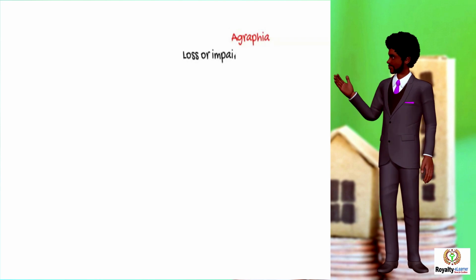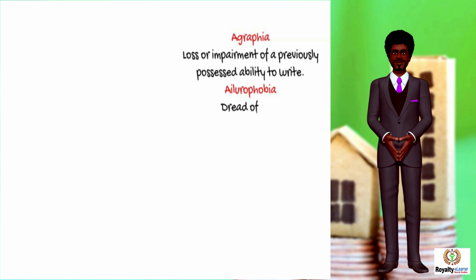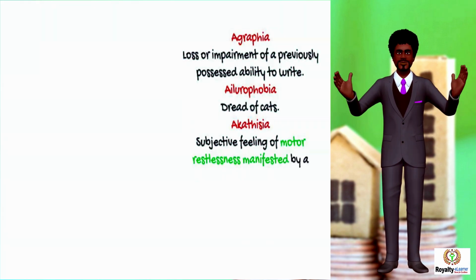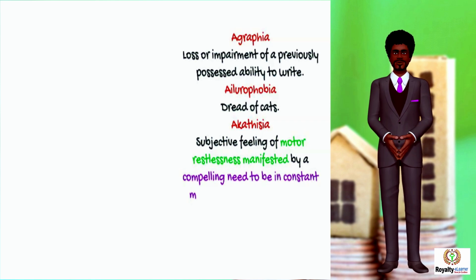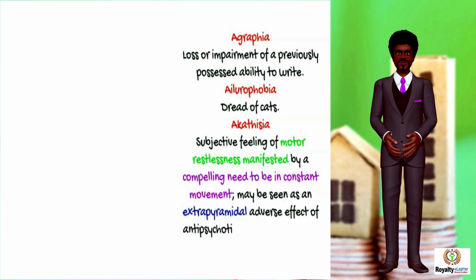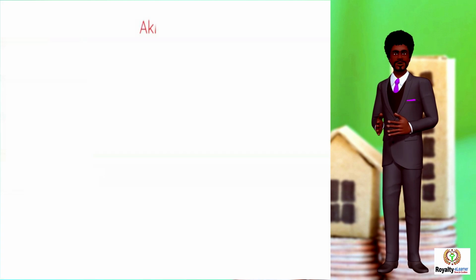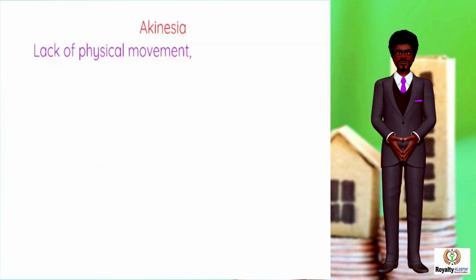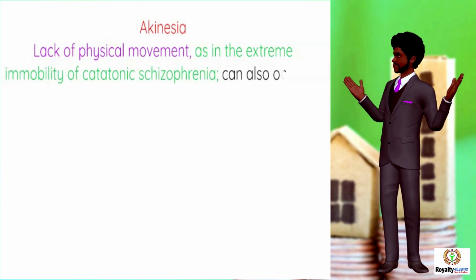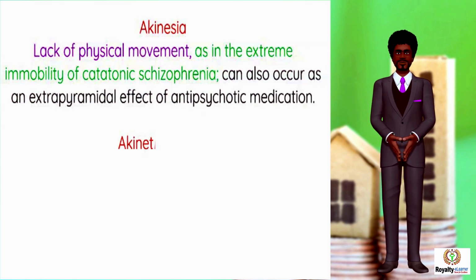Agraphia: loss or impairment of a previously possessed ability to write. Ailurophobia: dread of cats. Akathisia: subjective feeling of motor restlessness manifested by a compelling need to be in constant movement, may be seen as an extrapyramidal adverse effect of antipsychotic medication. May be mistaken for psychotic agitation. Akinesia: lack of physical movement, as in the extreme immobility of catatonic schizophrenia, can also occur as an extrapyramidal effect of antipsychotic medication.